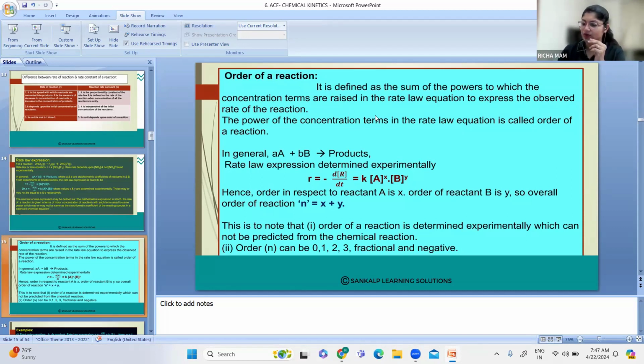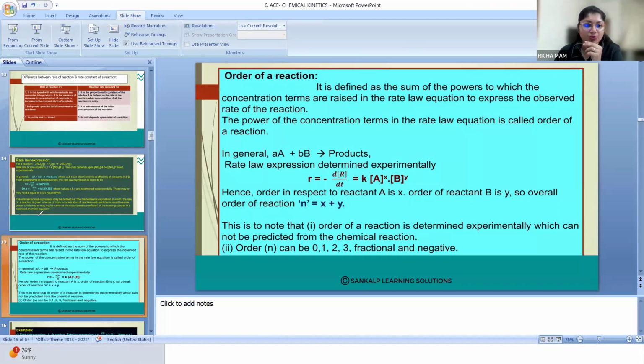So we know now how to calculate the order of reaction in the previous class. For the students who have missed the previous videos, these videos are saved on YouTube. You can go to YouTube and find them on the page of Sankalp Learning Solutions. Whoever has missed them, please go through those pages.